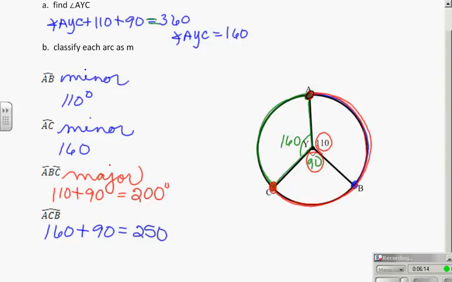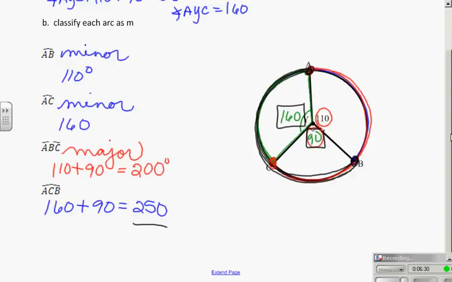And our final one is ACB. And while at first glance it seems the same as the last, you see when you draw it, you actually are going the other direction. So this time we need to add 160 plus 90 to get 250 for that arc.